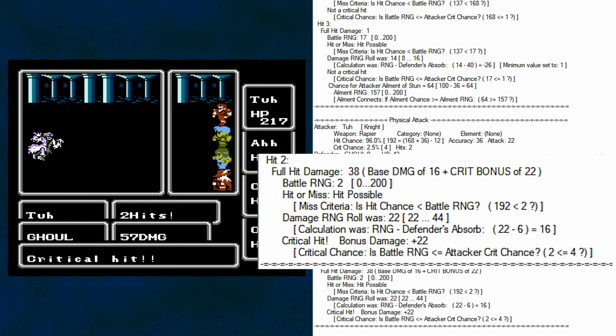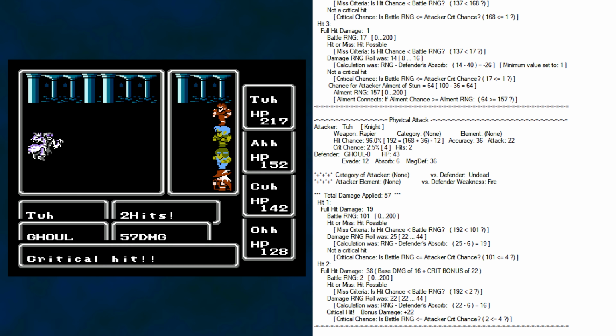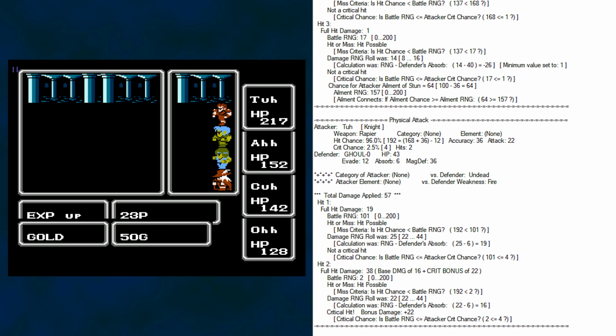If you look at the details of hit number 2, you'll see that the damage roll of 22 was added as bonus damage, and the ghoul's absorb was not figured into this. Absorb is irrelevant for critical hits, so the second hit did 38 damage rather than 16. It more than doubled. Oh, by the way, there are some, shall we say, hidden gems of RNG, plus a few bugs, in this battle example.